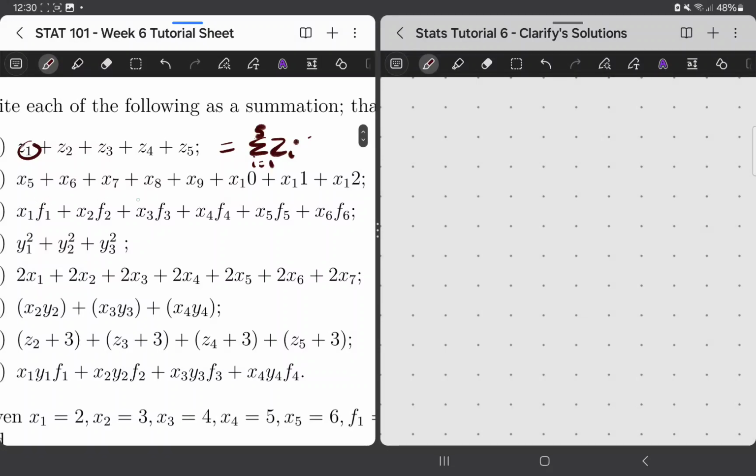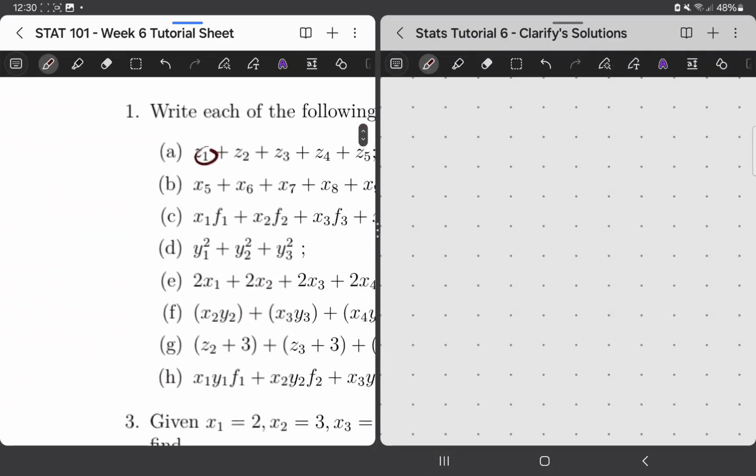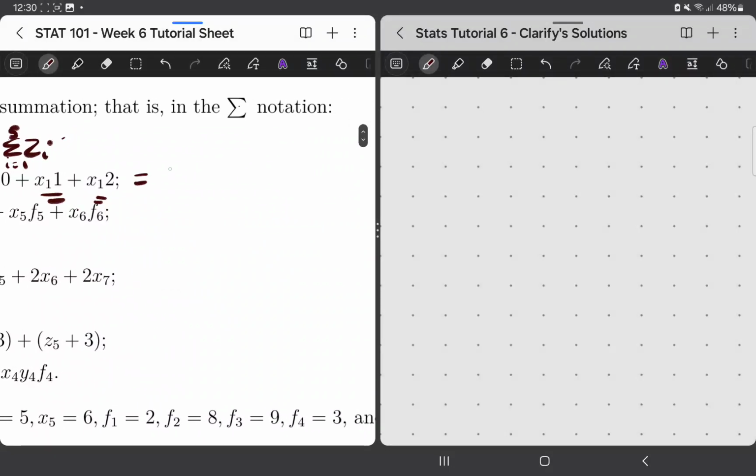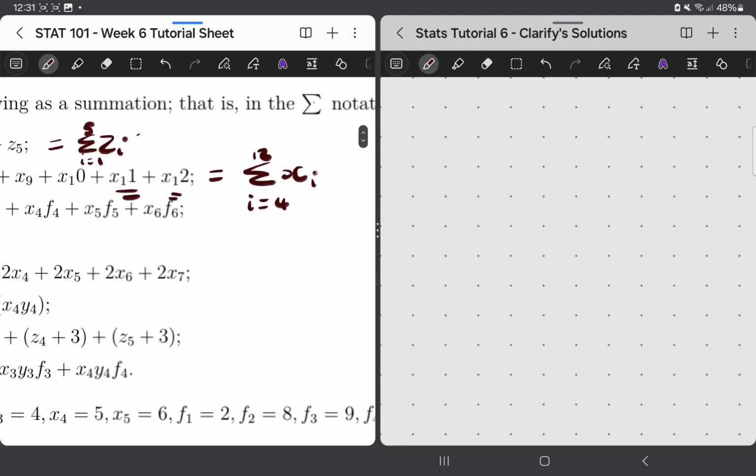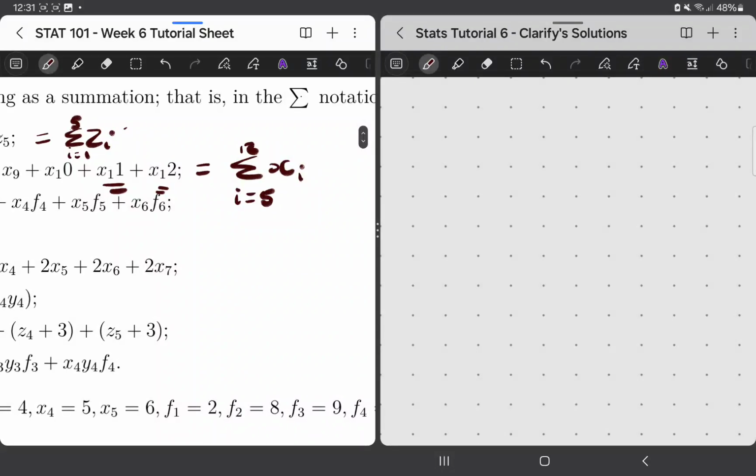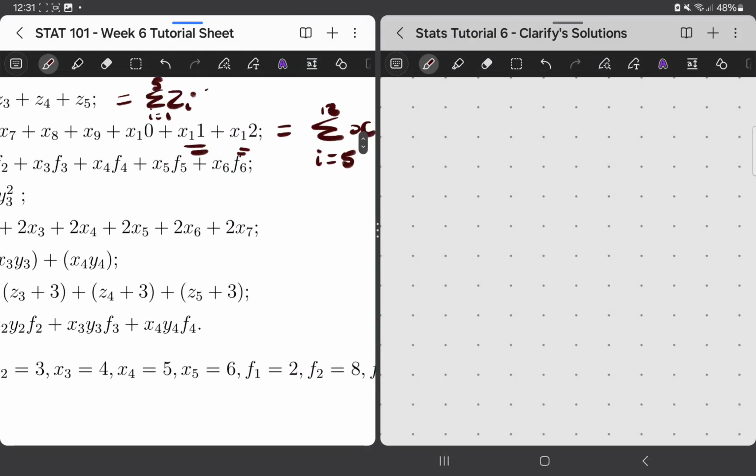Now here we have x5, x6, x7, x8, x9, x10. This is a 10, not 1, 0, but a 10. Then 11, x12. So we are starting from 5 and ending at 12. What is it? X value. So it's the sum of x values. We put this i, so we show that it's from 5 to 12, okay? Because it's from 5 to 12, we'll be knowing the things that we are adding. That is when we use that notation.